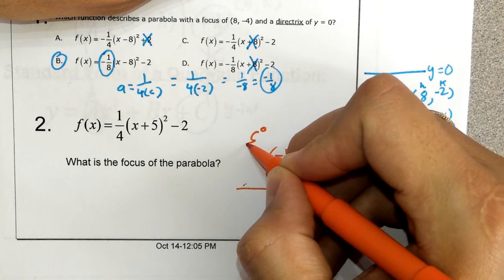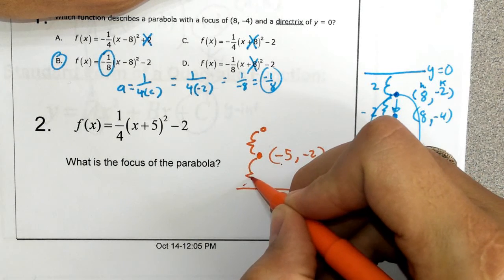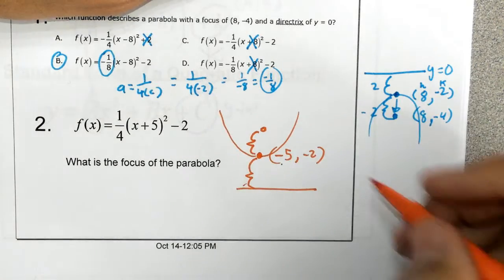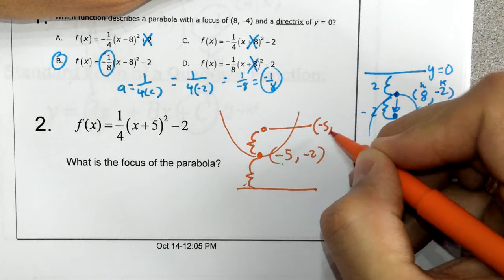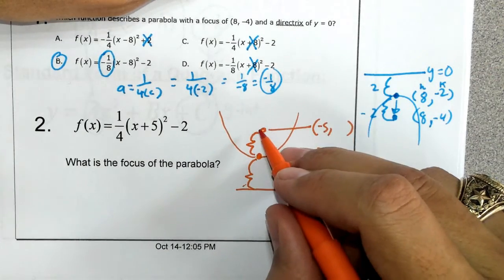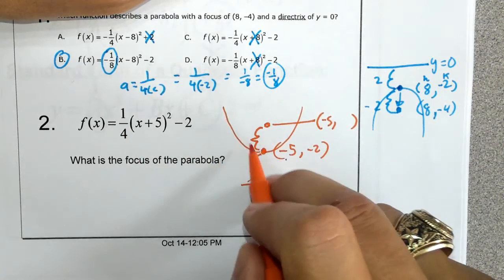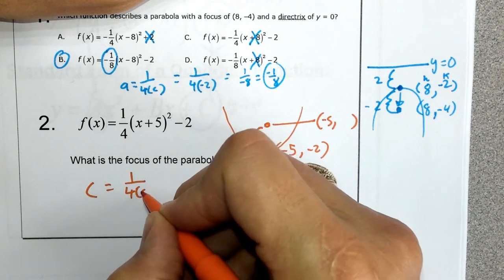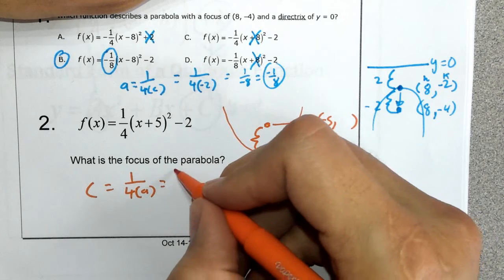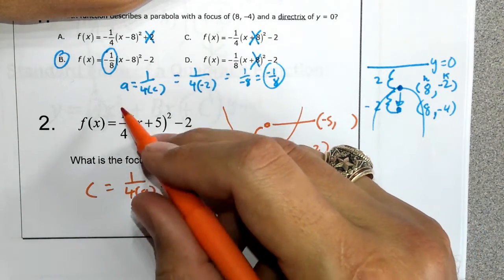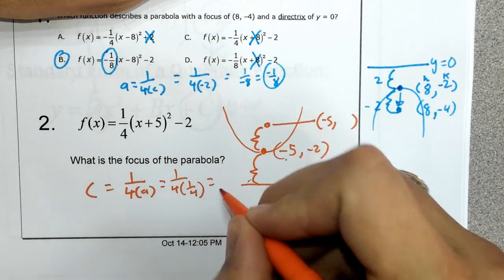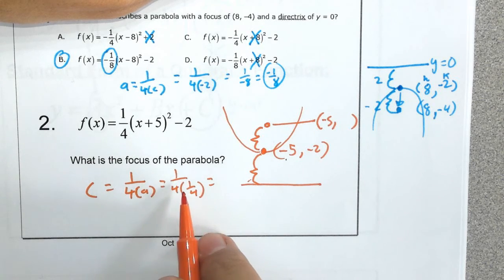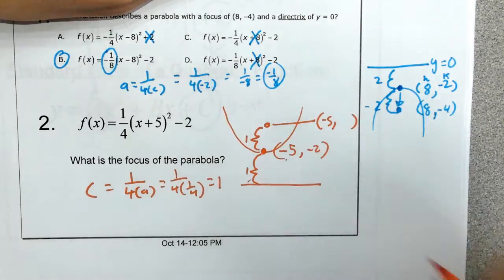To find out what these numbers are, I need to find my c value. I know this is going to open up in some general way. I know that this point is going to be -5, something. I just don't know what my focus is yet. To find the focus, I need my c value. My c value is equal to 1/(4a). So 1/4, my a value is 1/4. If I put this in my calculator, I'll get 1. 4 times 1/4 is 1. 1 over 1 is 1. So this c value here and here is 1.